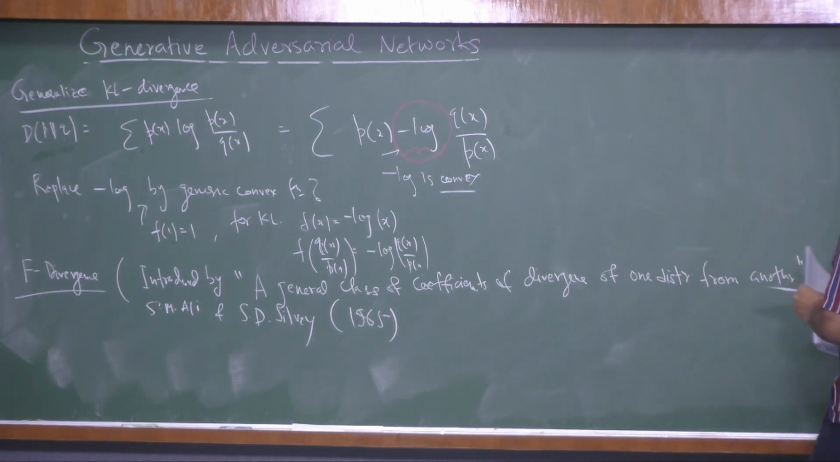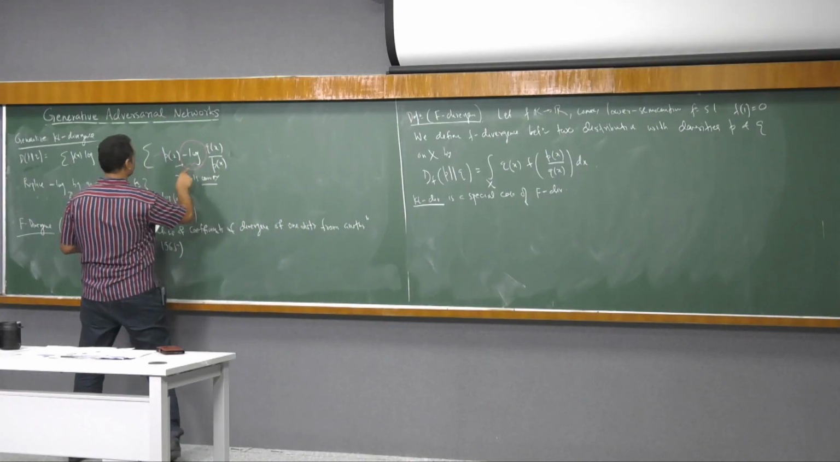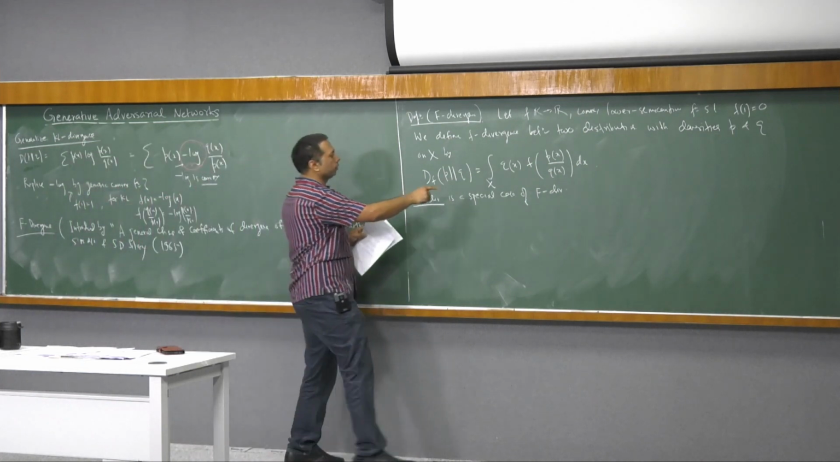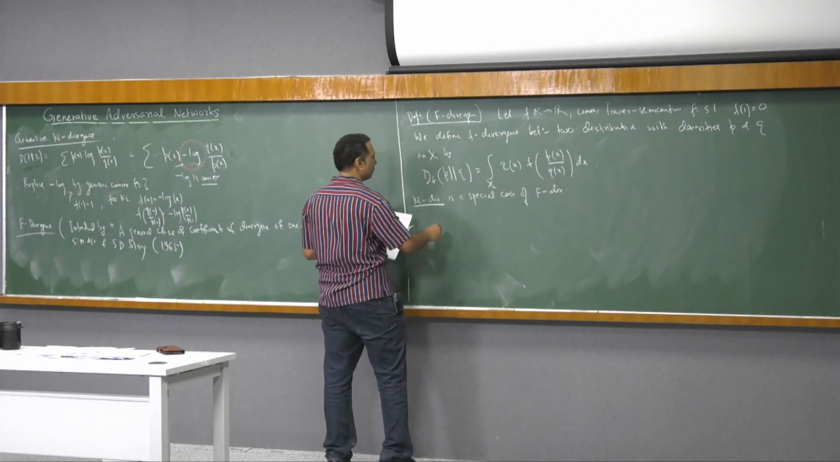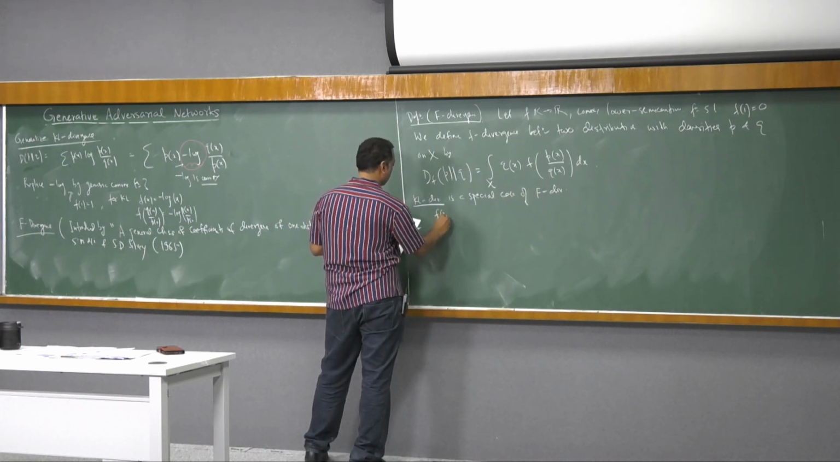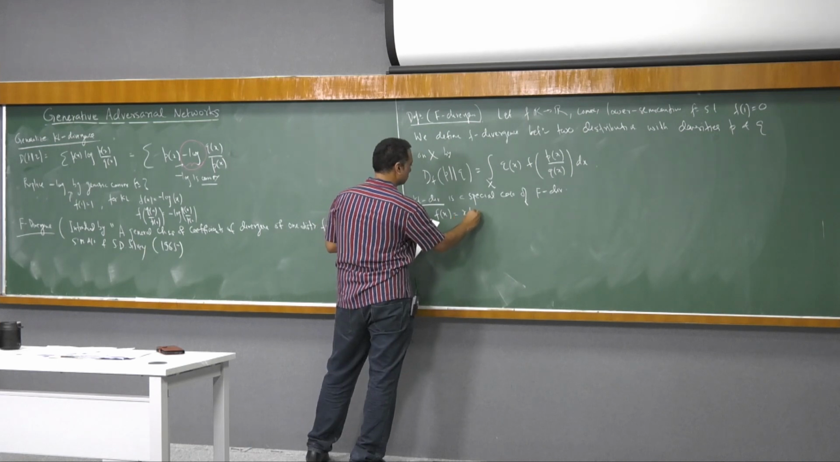They could have done this also, but maybe there was a reason not to do so. So they did a little bit of change, but okay. So KL divergence is a special case of f divergence with taking f(x) is x log x.